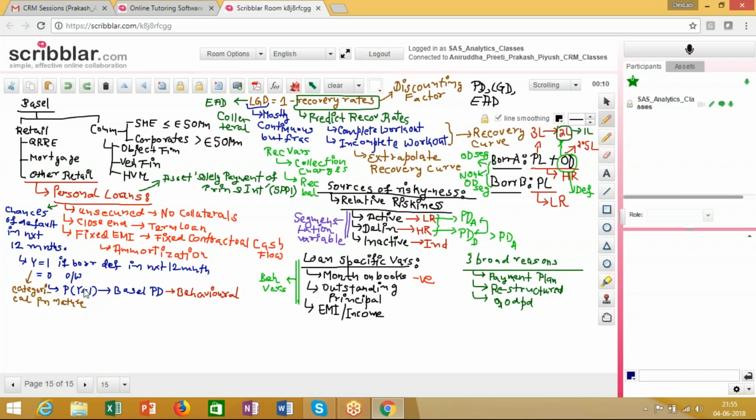Now, coming to the next point, we need to distinguish between the acquisition PD and the behavioral PD. PD as a concept, when we talk about probability of default, is essentially a behavioral concept. But in Basel PD, acquisition scorecards or acquisition PD or origination PD is not really very important. Basel looks into the PD after the borrower has been originated on the books.